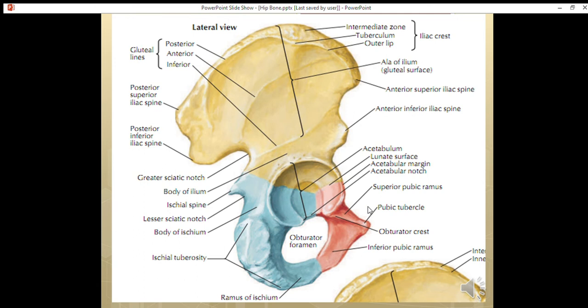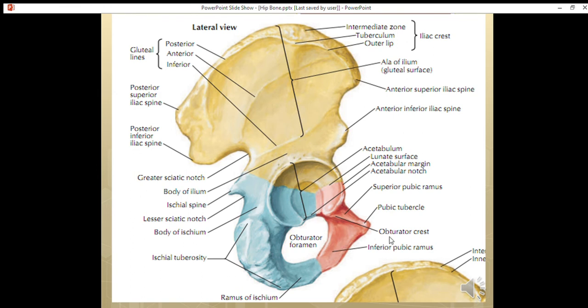The anterior part of the hip bone is formed by the pubis. The pubis has three parts: the body of the pubis, the superior ramus, and the inferior ramus. The superior ramus is going to join the other two parts at the acetabulum, and the inferior ramus is going to join with the ramus of the ischium.